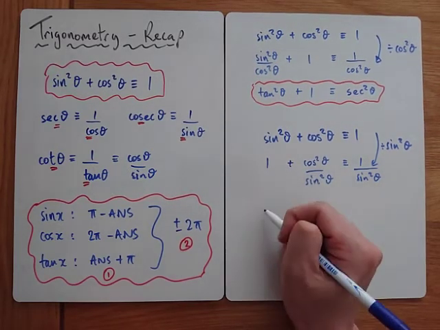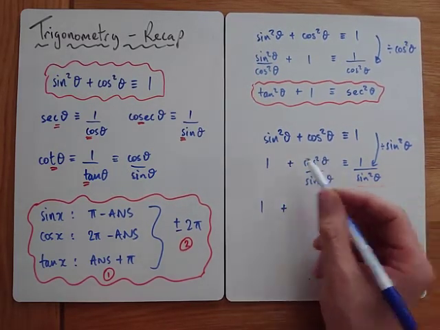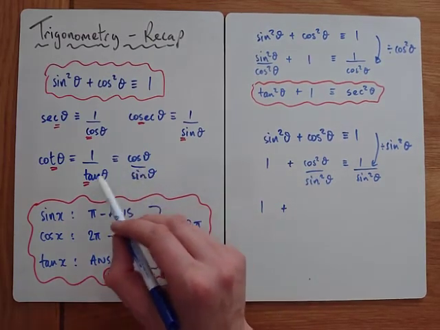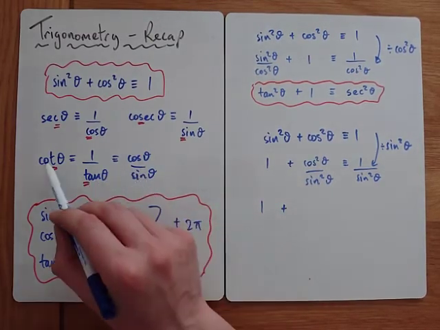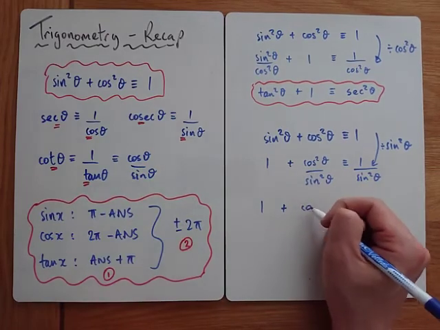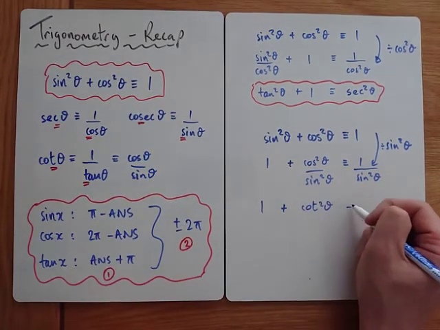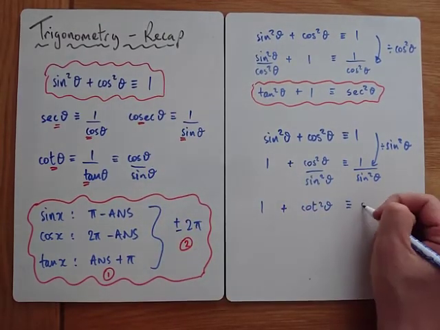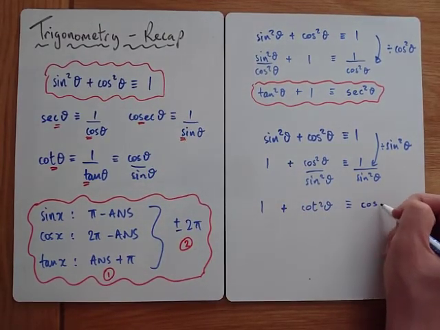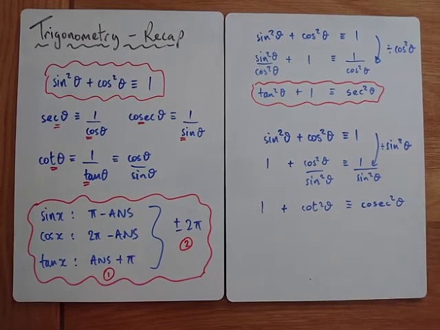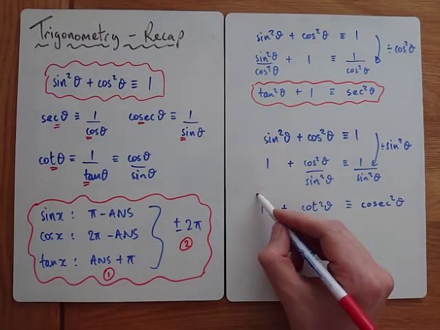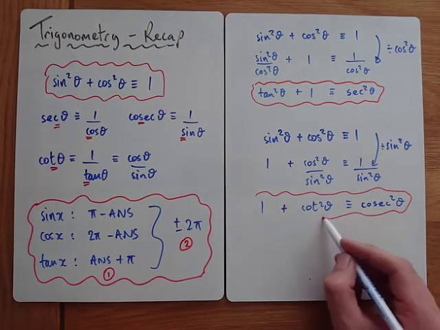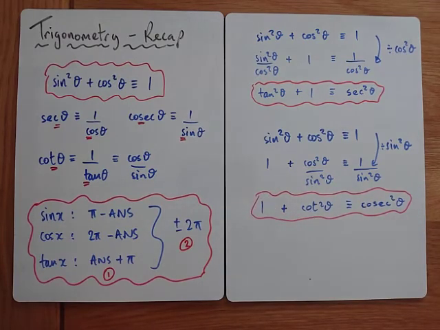Okay, so we've clearly got 1 plus cos squared over sine squared. Don't forget, cot is the reciprocal of tan, because tan is sine over cos, so cos squared over sine squared would be cot squared. And 1 over sine is cosec, so 1 over sine squared would be cosec squared. And that's the other identity that we're going to need to remember. Okay.